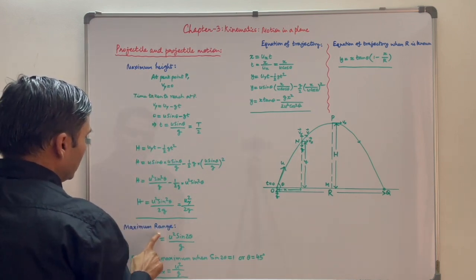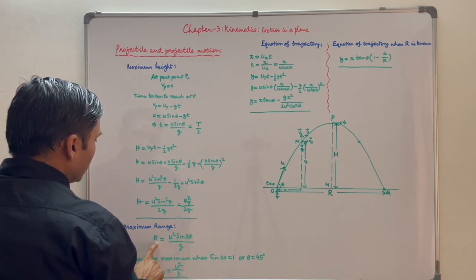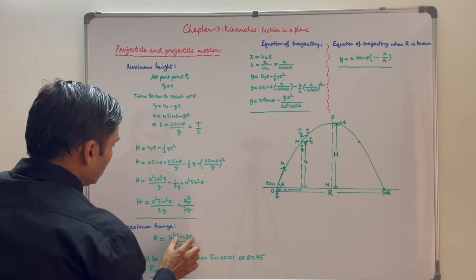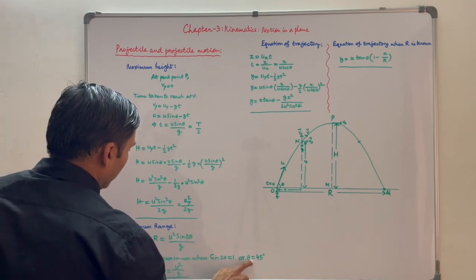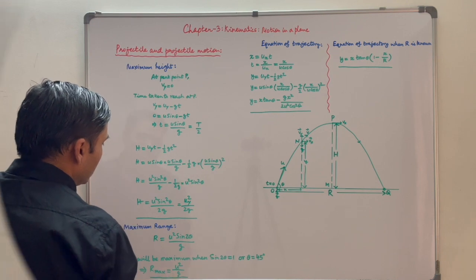Maximum range. Range is given by u square sine 2 theta upon g. Range will be maximum when sine 2 theta is equal to 1, or 2 theta is equal to 90 degrees, or theta is equal to 45 degrees. And the maximum range will be u square upon g.